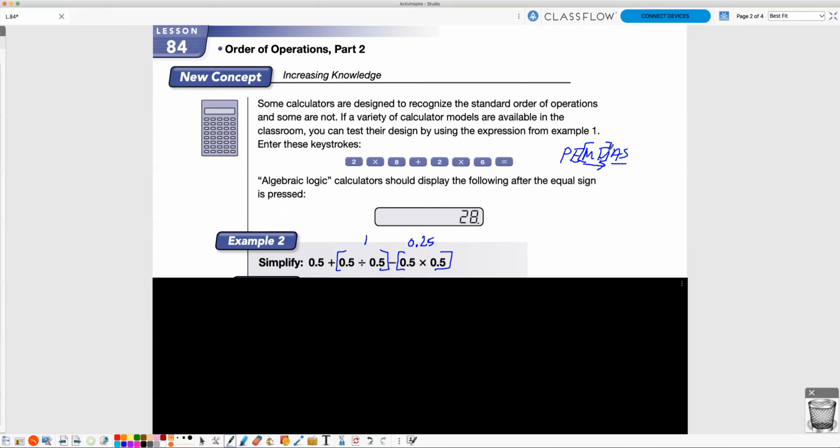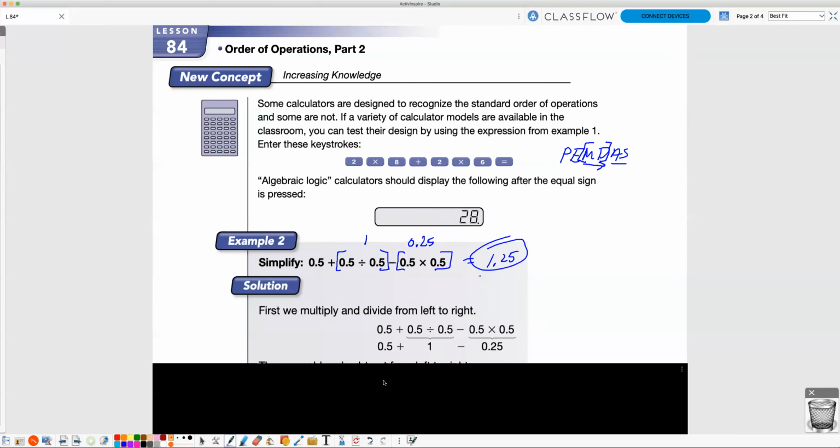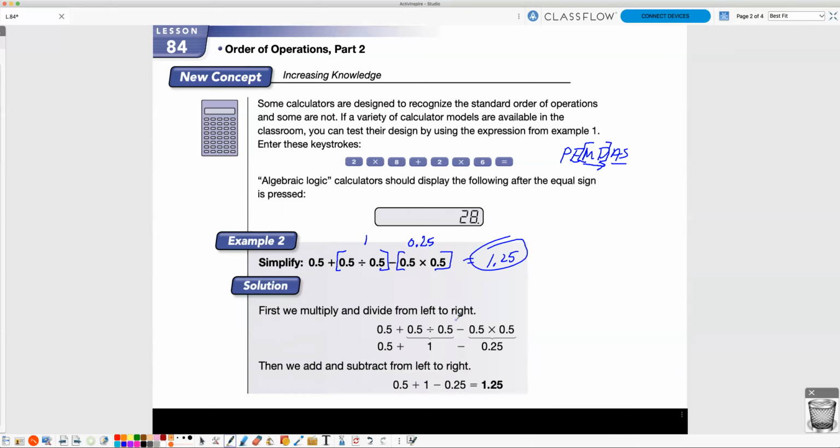Now I complete the addition or subtraction from left to right. So moving across, I see 5/10 plus 1 is 1 and 5/10, minus 25 hundredths. That's a lot like $1.50 minus 25 cents. I know what that is. That's $1.25. So that should be my final answer. So first you have to multiply and divide from left to right, and you get your result from those two operations, and then you add and subtract from left to right. So you'd end up with 1 and 25 hundredths.